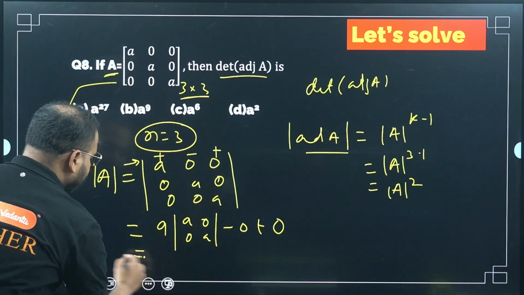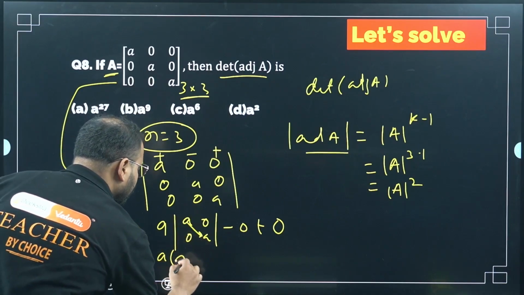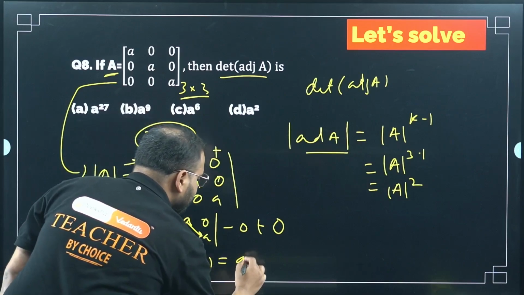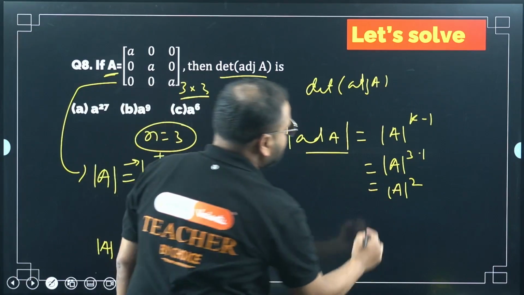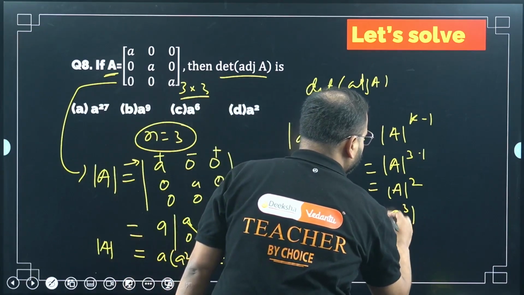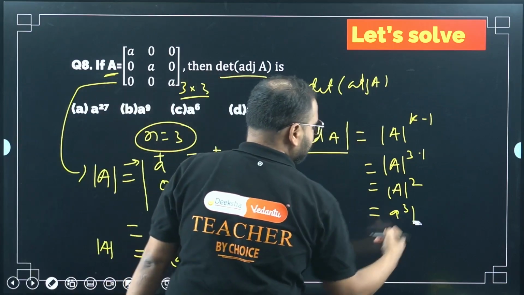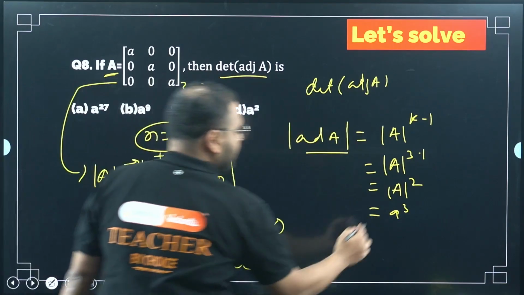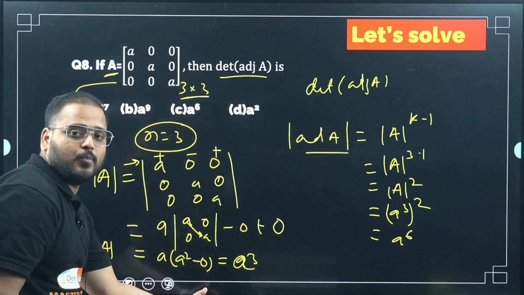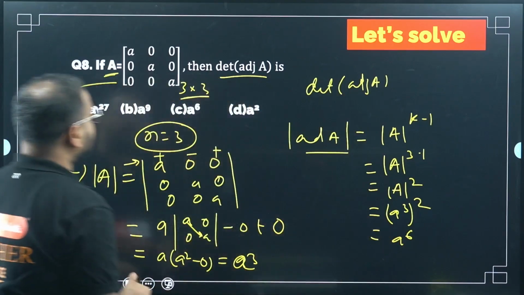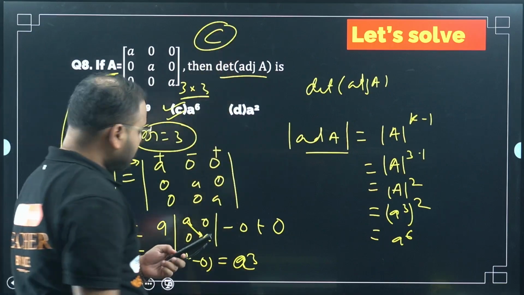What about this part? The determinant of A will look like a times a square. A times a square is a cube, minus 0. What is the answer? Simply a cube, not 9. So I can put it here as a cube, no need of determinant anymore. A cube square, how much is that? A power 6. So I got the determinant value as a cube, and the square of that is a power 6. Option number C. The answer is C. Simple, simple.